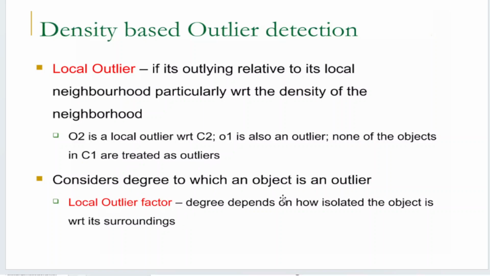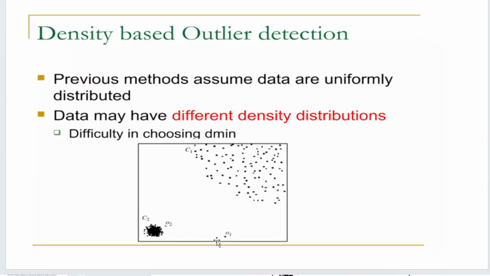So we consider the degree to which an object is an outlier. What is the local outlier factor? The degree depends on how isolated the object is with respect to its surroundings. How isolated your object is with respect to its surroundings, that we can consider as the local outlier factor.